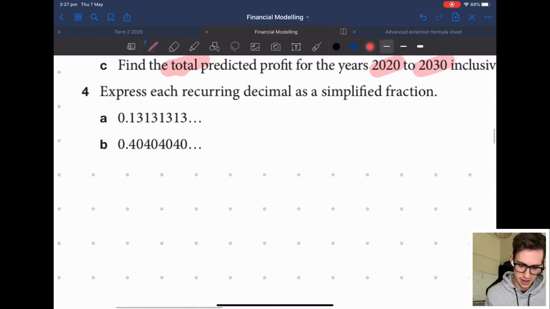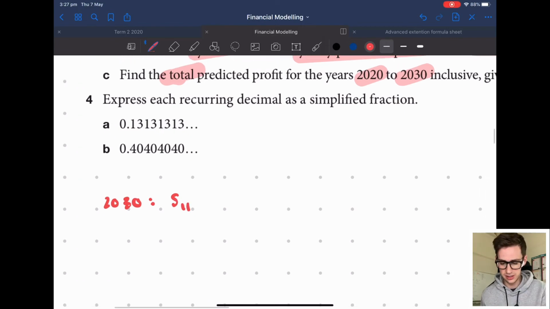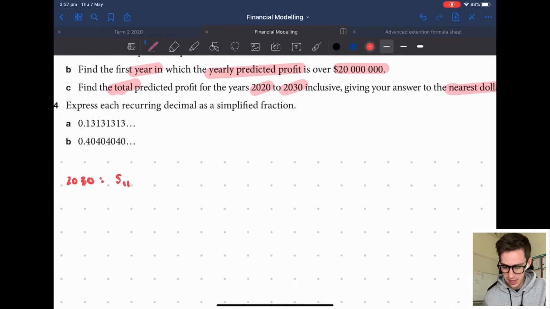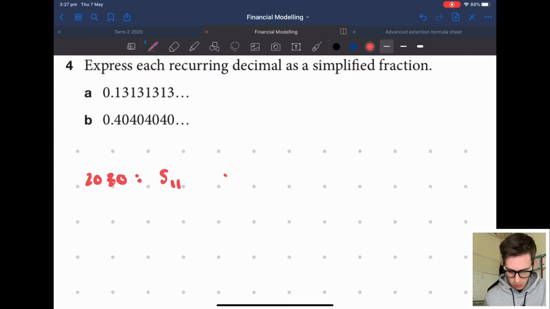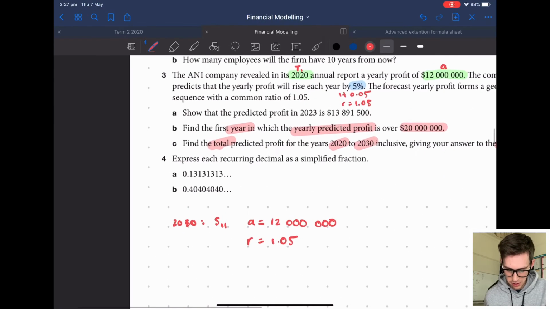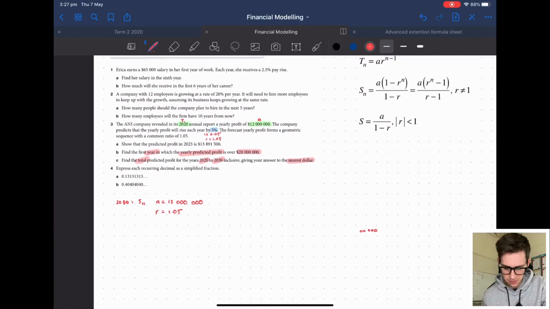So what I just figured out is that 2030 is S11, so the sum after 11 years. That's what the inclusive takes into consideration, by the way. So remember what we found. We know that A was 12 million. We know that R was 1.05, I believe. Yep. And now we're just going to pop it into the sum formula.